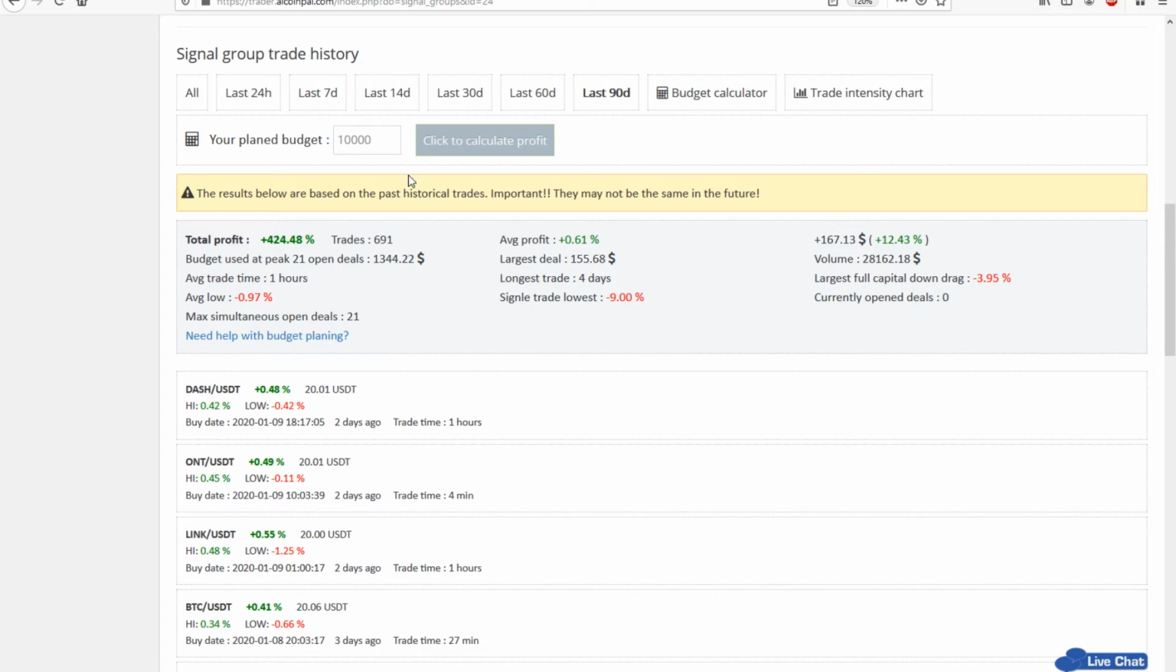Therefore, you can use this budget group or this amount of dollars to follow multiple trading bots. You can follow more than one trading bot. You can follow 5, 10, or all trading bots. You just need to manage your budget.